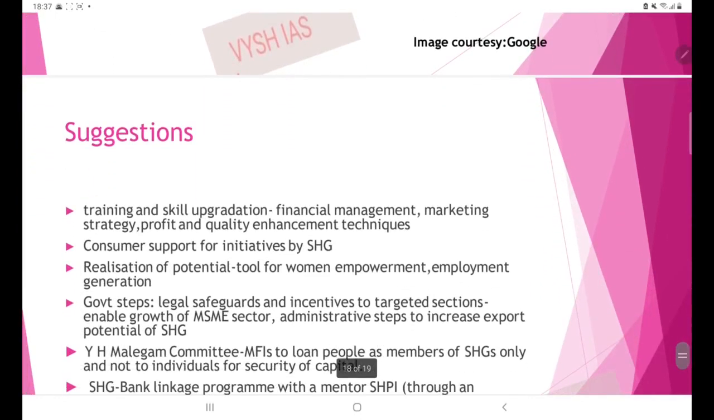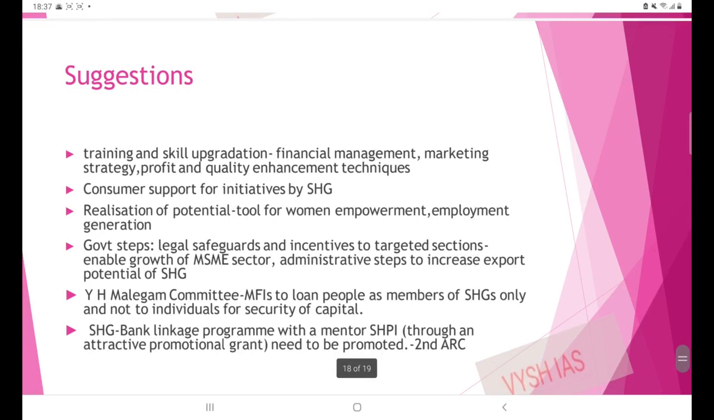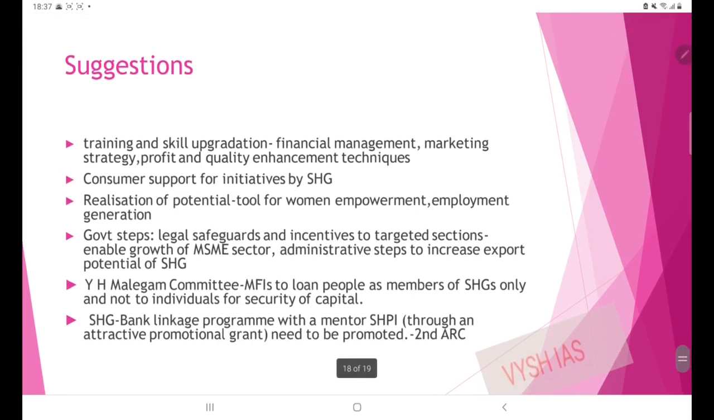Okay. Next we move on to suggestions. So what all can be done to improve the functioning of SHGs? First is training and skill upgradation. They should be given classes on how to manage their finance, how to do marketing with a limited number of resources, and how to increase profit and quality. So for that, many classes or awareness initiatives can be done.